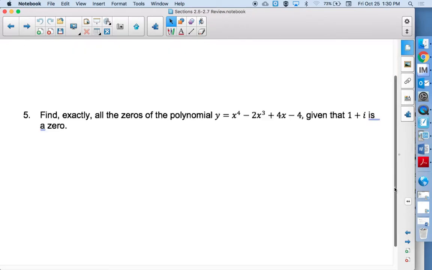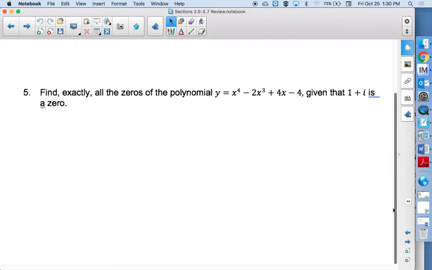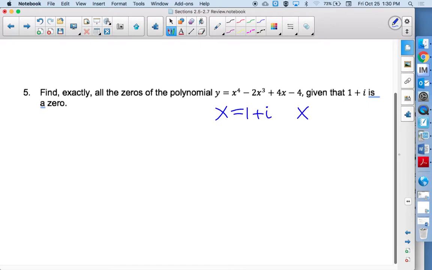So this one says find exactly all the zeros, which should be 4, given that 1 plus i is a zero. So the goal is to use the zero they give us to algebraically find the others without a calculator. So if you know 1 plus i is a zero, Rebecca, what else do you know? Yeah. So we know that 1 plus i is a zero. So we know 1 minus i is a zero.